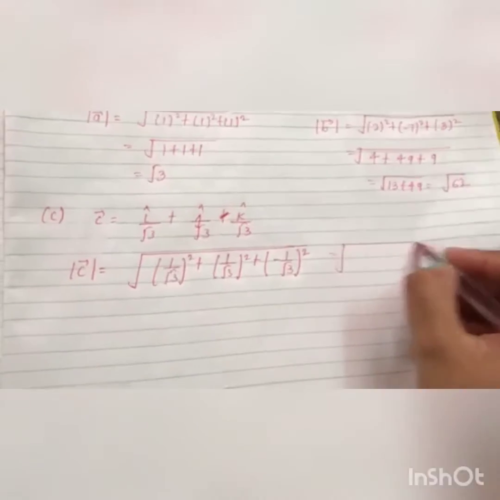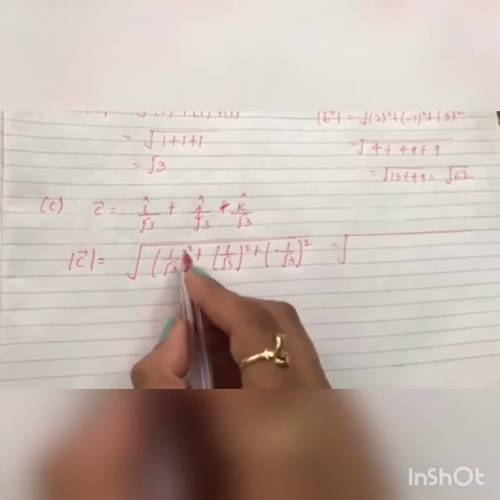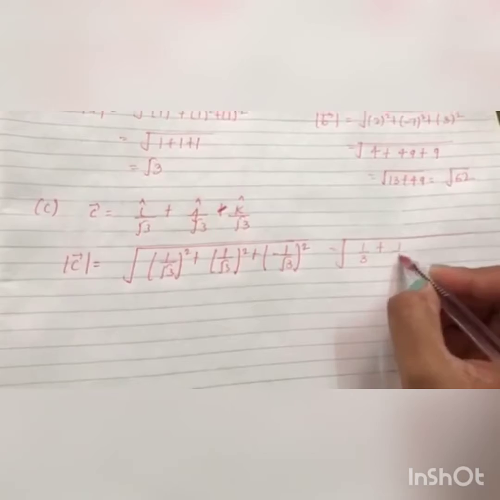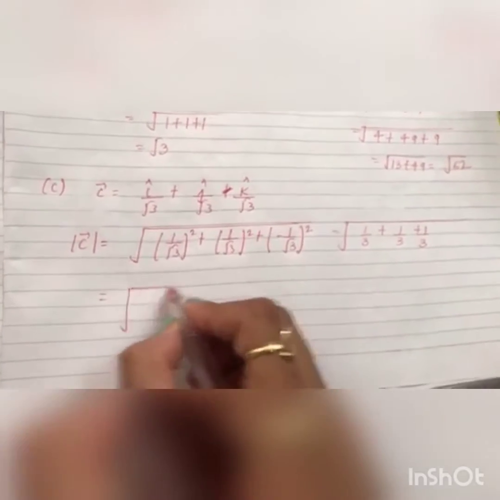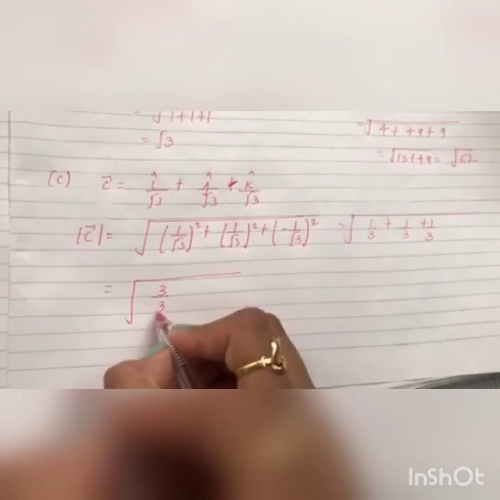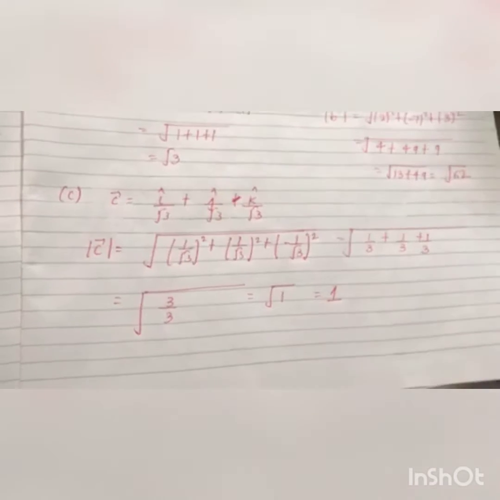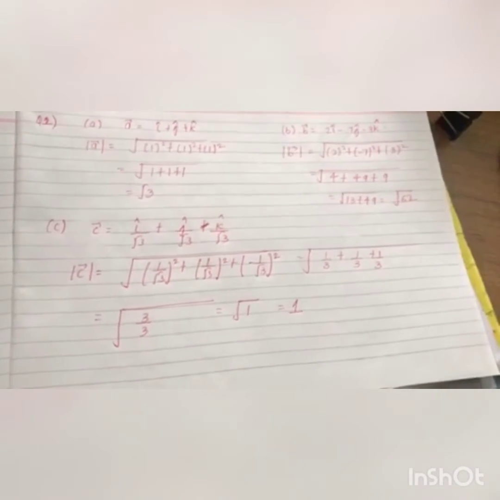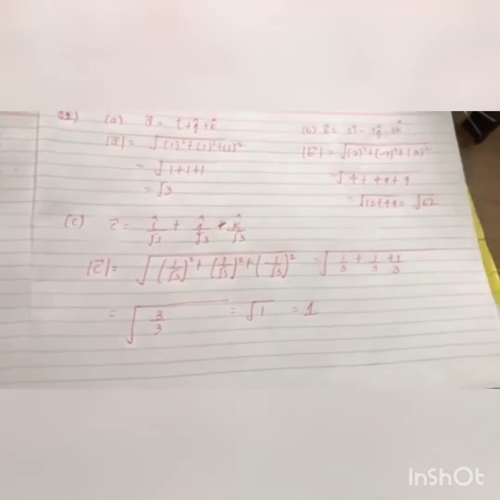So this is the square root of, now square of 1 is 1 and square of root 3 is 3 because square cancels with root. So this is 1 by 3 plus 1 by 3 plus 1 by 3. That means this is equal to the square root of 3 by 3 on taking LCM. That means the square root of 1, which is equal to 1. So you have to be very careful with the signs also, right? And if you are to find magnitude, write down the proper steps. Don't just write the direct answer, right?